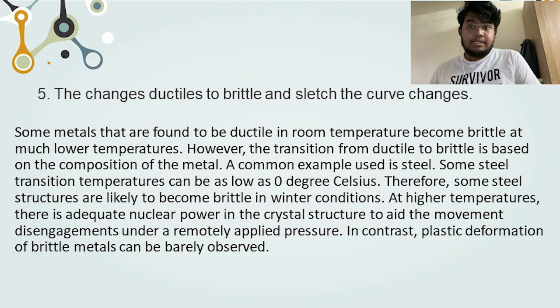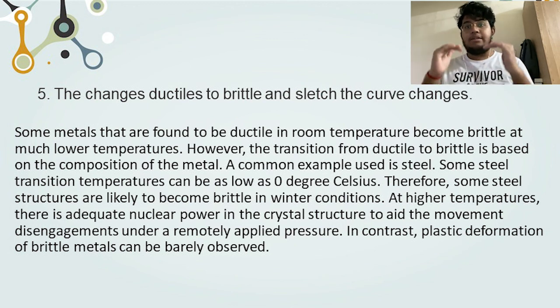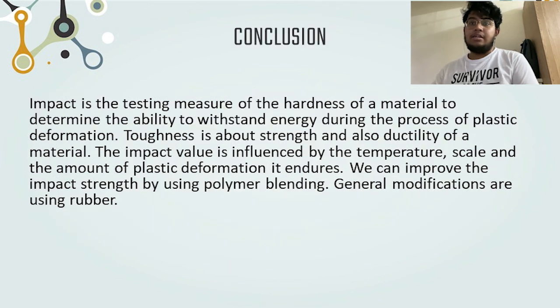At higher temperatures, there is adequate thermal energy in the crystal structure to aid the movement of dislocations under a remotely applied stress. In contrast, plastic deformation of brittle materials can be barely observed. To conclude, impact testing is a measure of the toughness of a material to determine its ability to withstand energy during the process of plastic deformation. Toughness is about the strength and also the ductility of a material. The impact value is influenced by the temperature, scale, and also the amount of plastic deformation it endures.